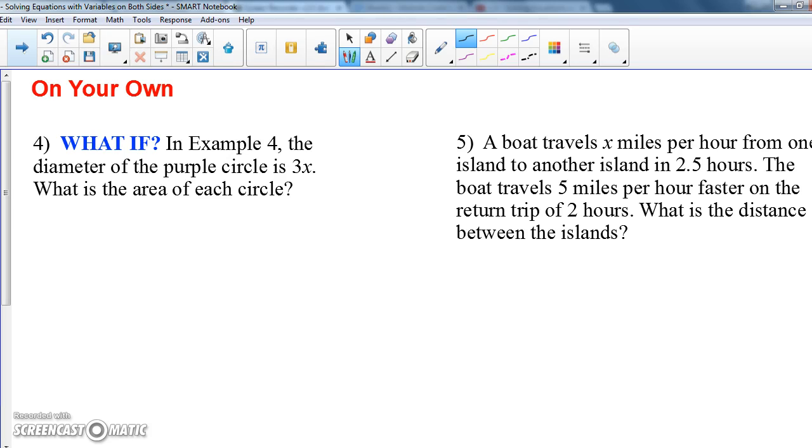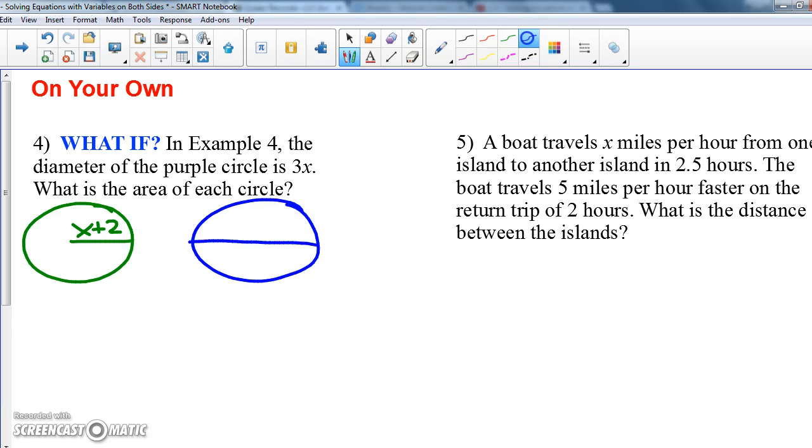Okay, so hopefully you've done them both. If we look at number 4, it says in example 4, the diameter of the purple circle is 3x. What's the area of each circle? So what they mean is this one is still the same, but this one is 3x, and the areas are still the same. So hopefully you did the same thing as before. The first thing we need to do is take this diameter, turn it into a radius. Radius is half of the diameter. That's half of 3, which is 1.5.